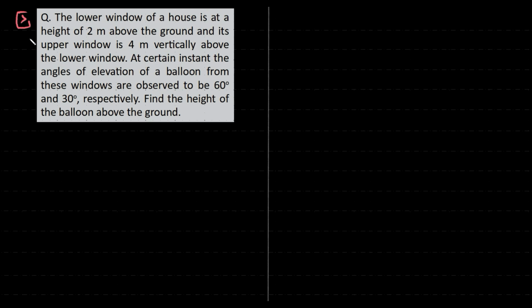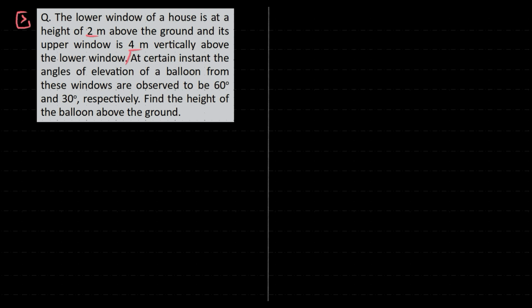The lower window of a house is at a height of 2 meters above the ground, and its upper window is 4 meters vertically above the lower window. At a certain instant, the angles of elevation of a balloon from these windows are observed to be 60 and 30 degrees respectively. Find the height of the balloon above the ground.